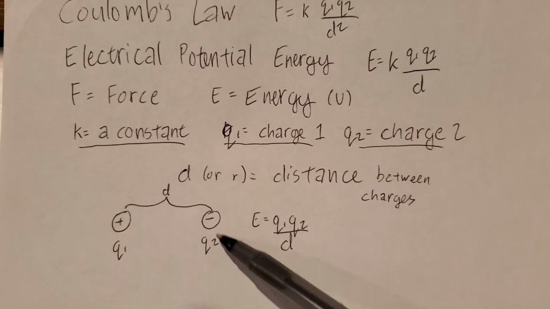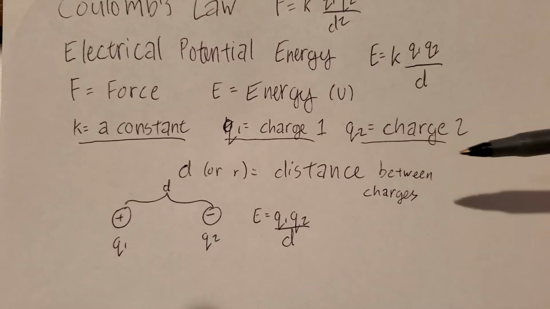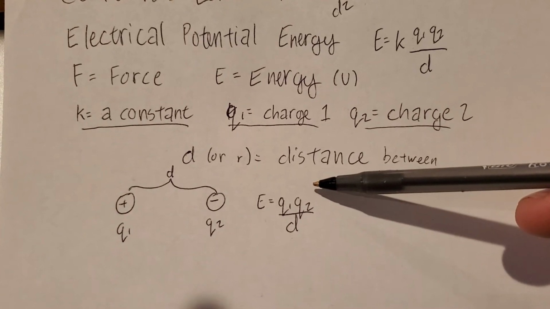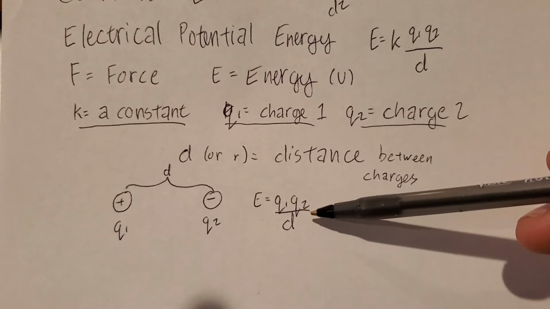Okay, so here I have a little system down here. There's q1, there's q2, and there's the distance. So what's the energy of the system? Well, I just need to multiply q1 times q2 and divide by the distance, and I have the energy.